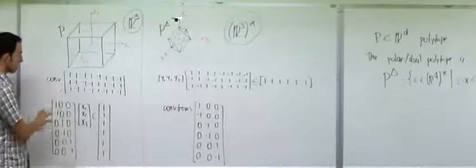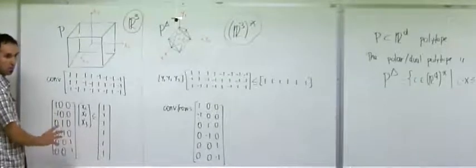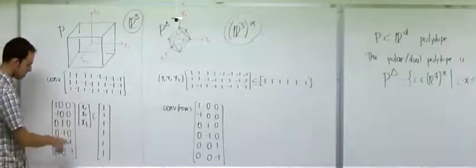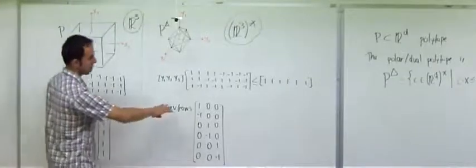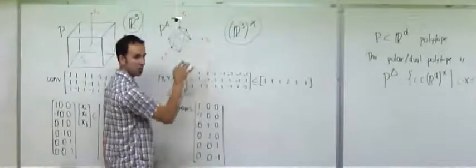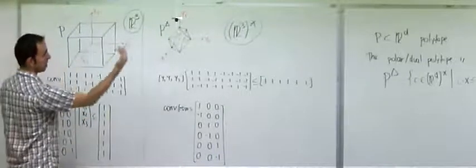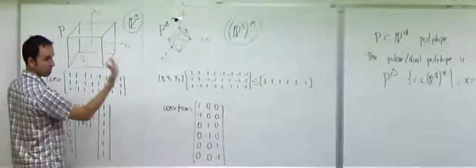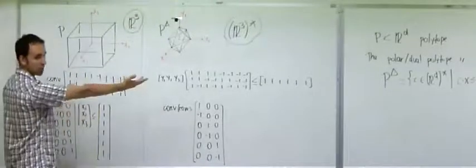And vice versa. If you have the inequality description for this guy, Ax less than or equal to b, then if you look at the rows of that matrix A, those are going to be the vertices of the dual polytope. Okay? So vertices here become facets there, or inequalities there, and inequalities here become vertices there.